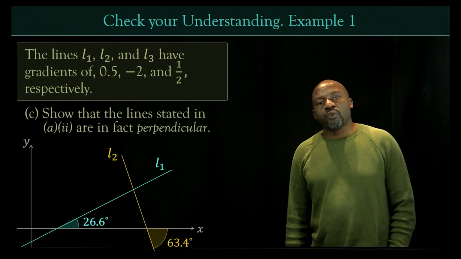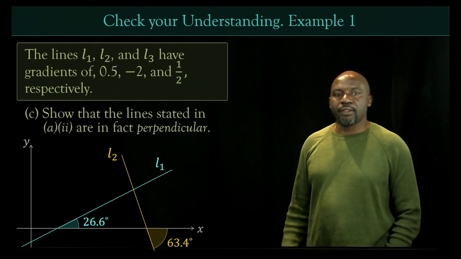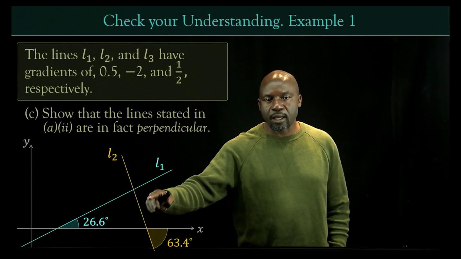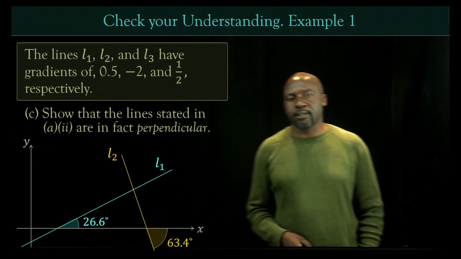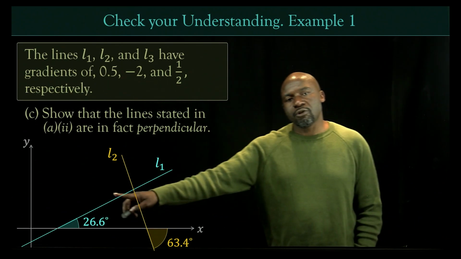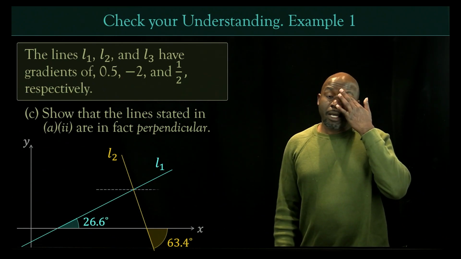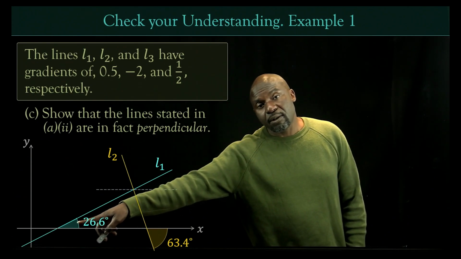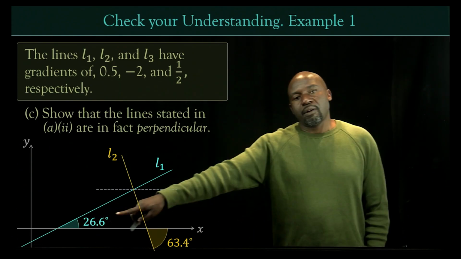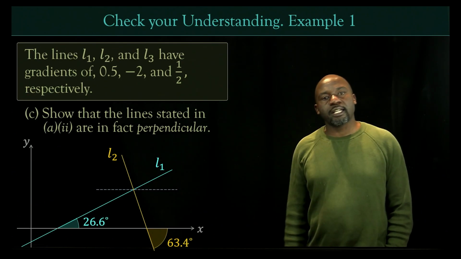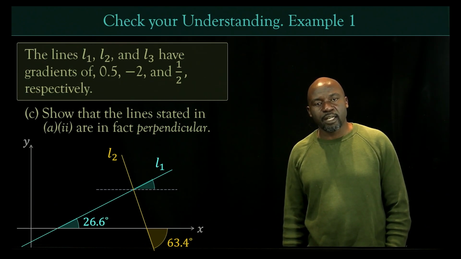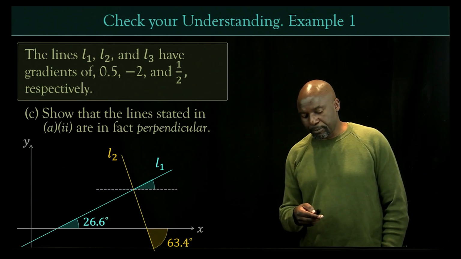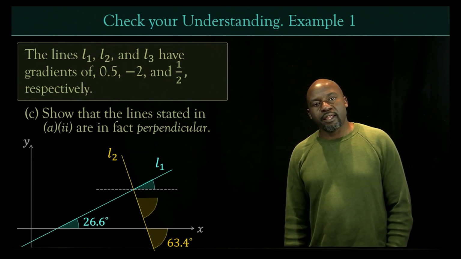Now what we are looking for is the angle between the two lines, and therefore the angle we are looking for is this one here. To do that, I'm going to draw a horizontal line parallel to the x-axis, and if I do that, then this angle here must be the same as that angle. That angle there has to be 26.6, like this. Similarly, I can move this to that point there, and we say that angle there must be 63.4.